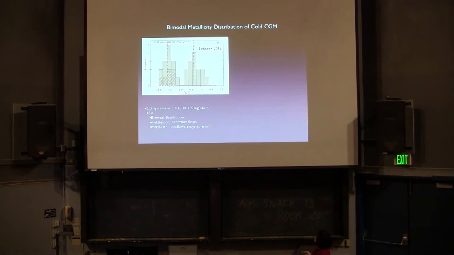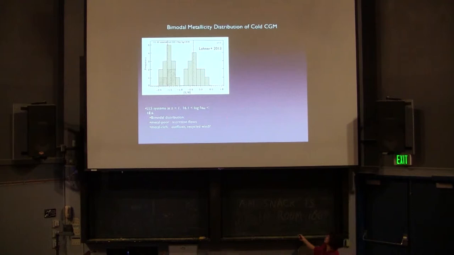So this is the paper coming out earlier this year, a blind survey of Lyman limit systems, on the metallicity distribution of those systems from Lehner et al. And you can clearly see two branches. There's a metal poor branch and a metal rich branch. In that paper, the metal poor branch tracks the accretion flows, and the metal rich branch is maybe the outflows or maybe some recycled wind.